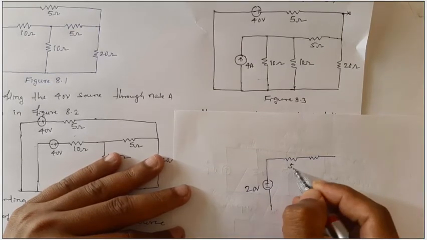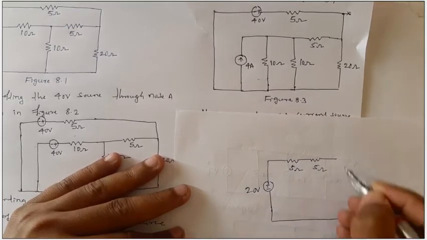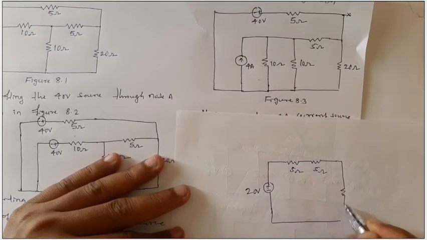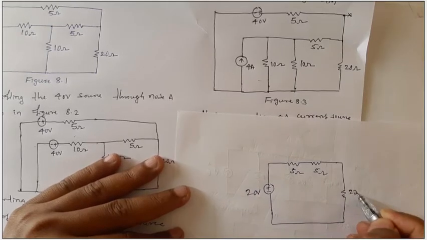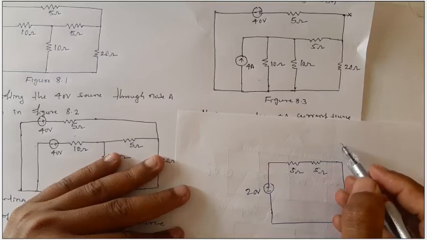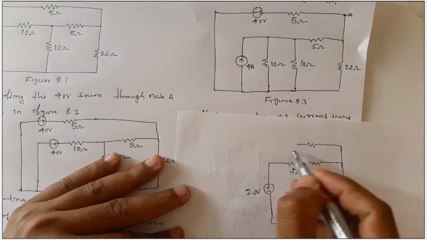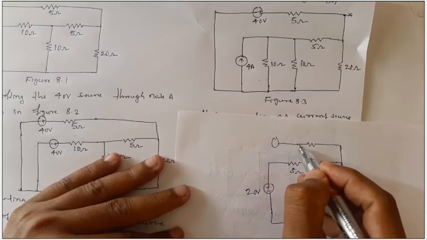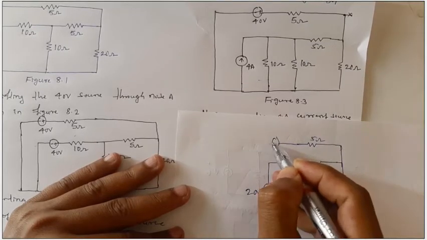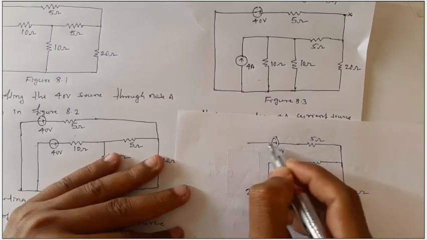This combination of 5 ohm will be in series with this source. So this is 5 ohm and this is another 5 ohm. Now here you have the 20 ohm resistor, right, and this particular 5 ohm resistor I'll draw as it is with the source, minus and plus 40 volts, right?